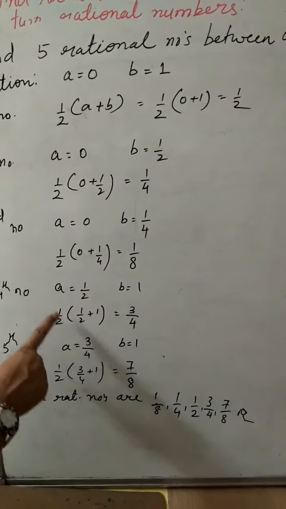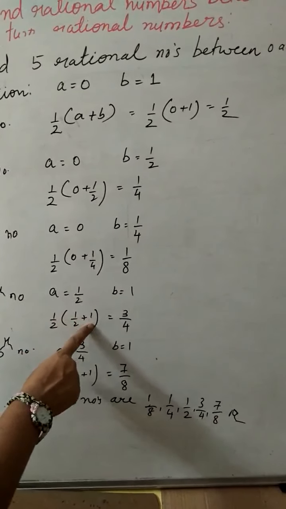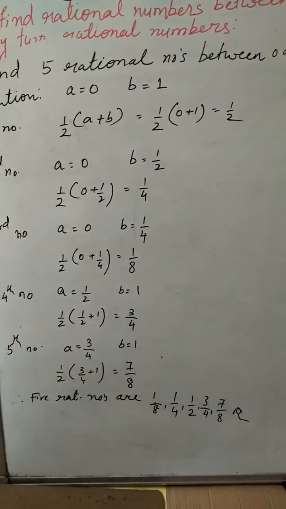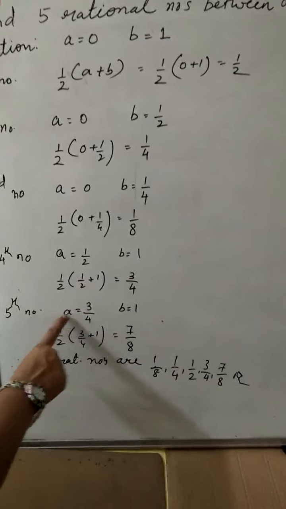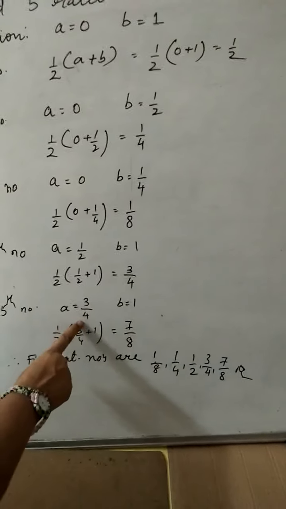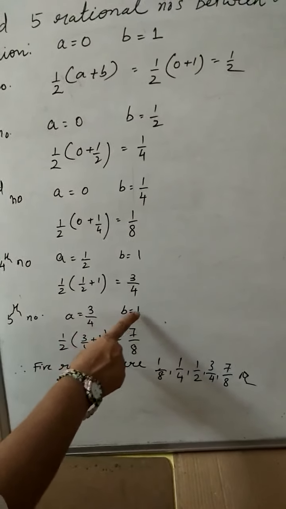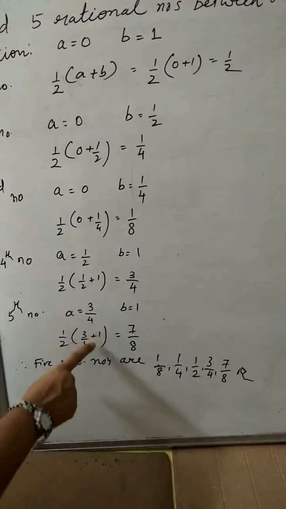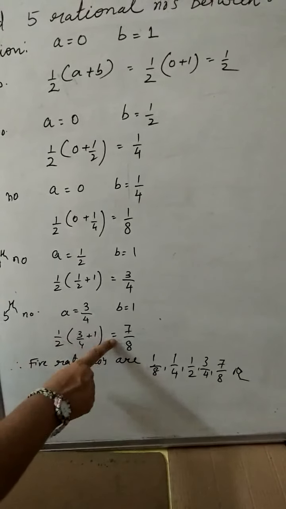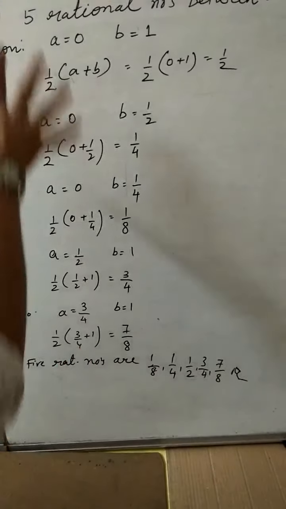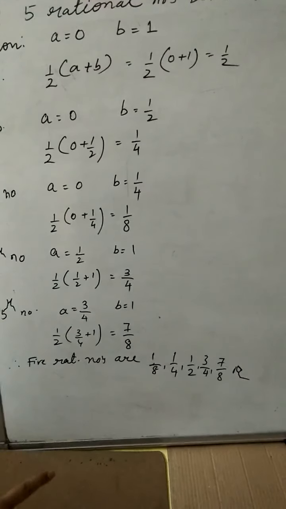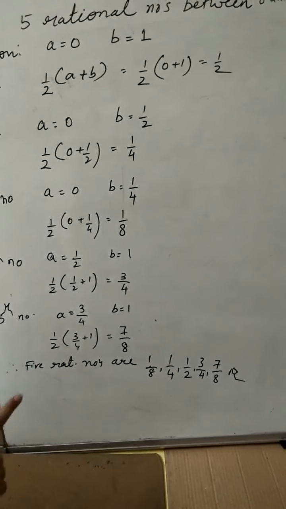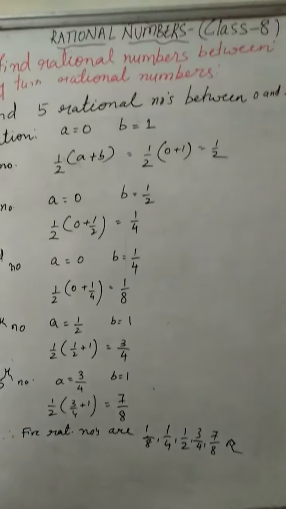Using the same formula, half into A plus B, take the LCM and solve. You will get the answer 3 by 4. Again, change the value of A from half to 3 by 4. So A is equal to 3 by 4 and B is equal to 1, and the formula is half A plus B. Solve the bracket first, multiply it with 1 by 2. So you will get 7 by 8. So here are the 5 rational numbers between 0 and 1 that we have calculated by using the formula (A plus B) by 2.